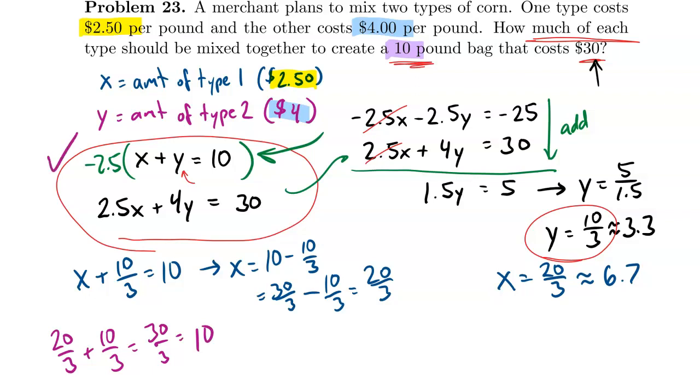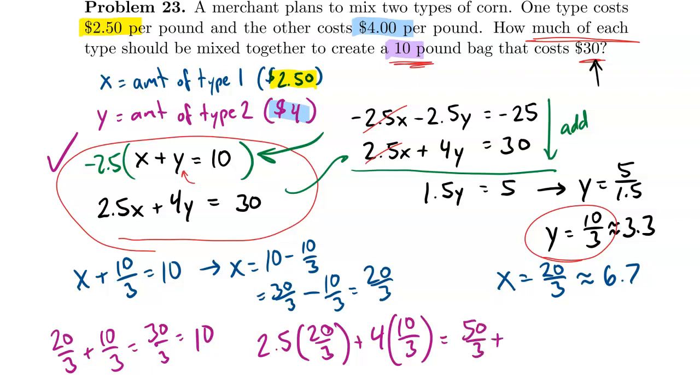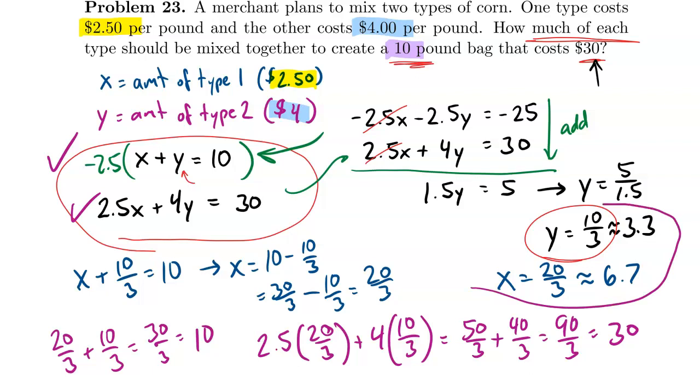Regarding the cost equation, I can take 2.5 times the x value, 20/3, and add that to 4 times the y value, or 10/3, and that gives me 50/3 plus 40/3, which is 90/3, which equals 30. So the cost equation works out too. So these are my two solution values.